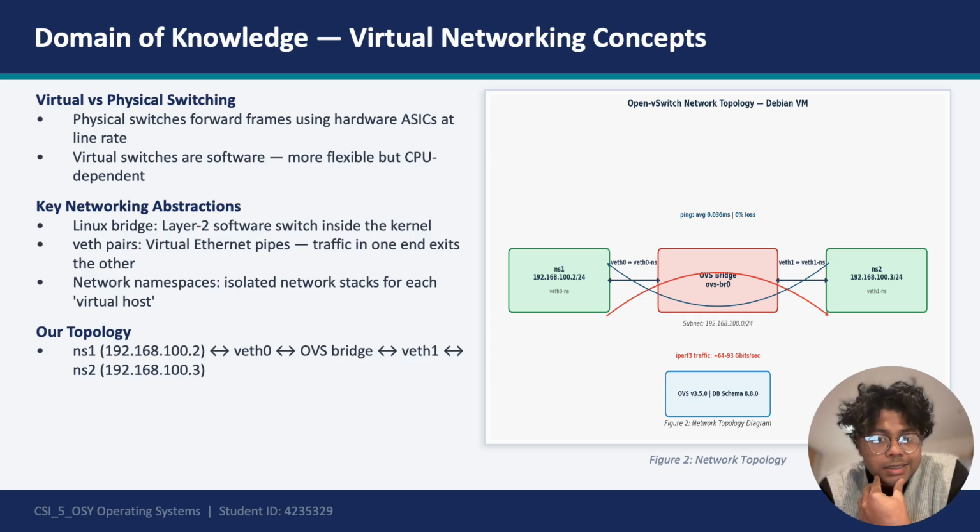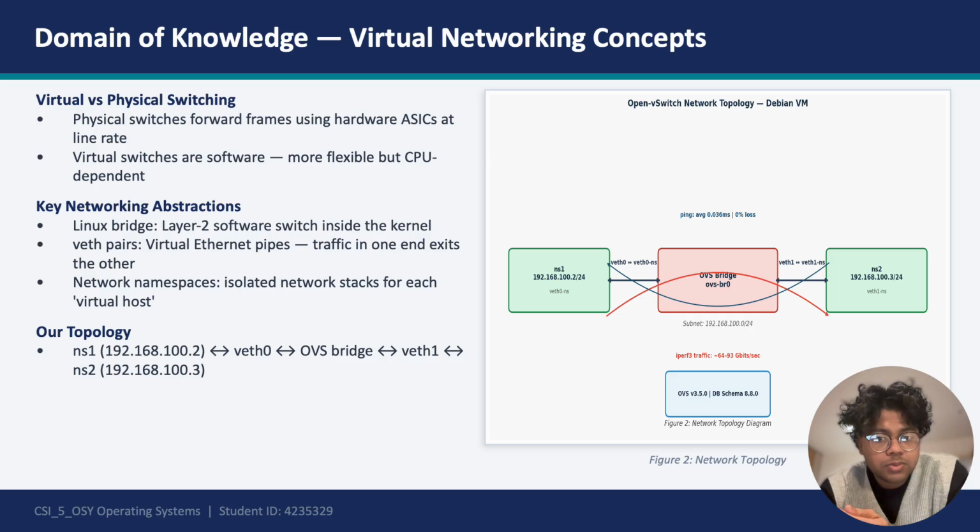This slide explains the virtual networking concepts that we implemented. A physical Ethernet switch forwards frames at layer 2 using dedicated hardware chips at line rate. A virtual switch does the same thing in software, which makes it far more flexible. You can add ports, define flow rules, and integrate with orchestration systems, but it is bounded by the CPU resources of the host machine.